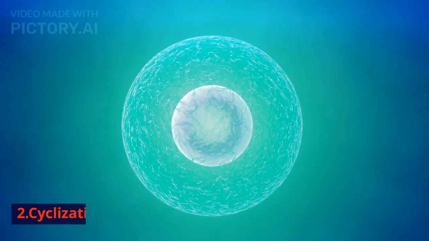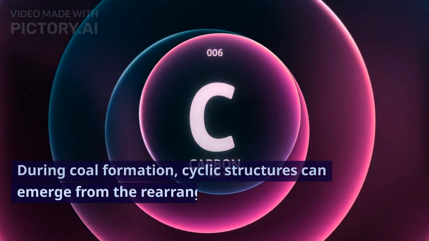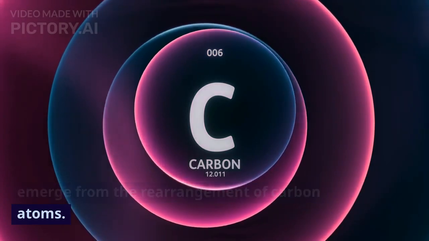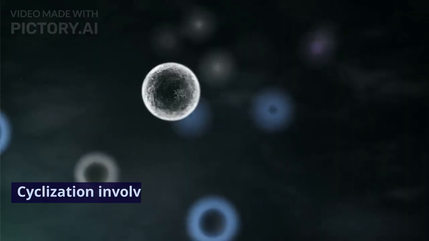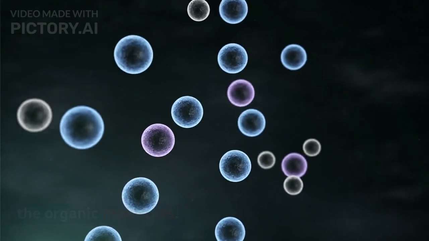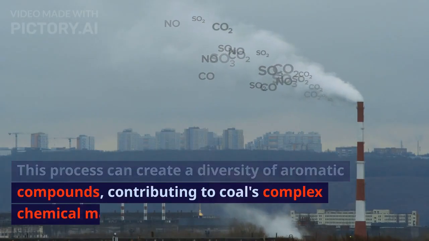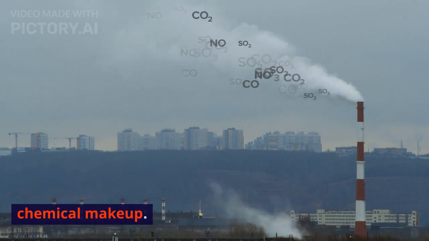2. Cyclization. During coal formation, cyclic structures can emerge from the rearrangement of carbon atoms. Cyclization involves the formation of rings within the organic molecules. This process can create a diversity of aromatic compounds, contributing to coal's complex chemical makeup.